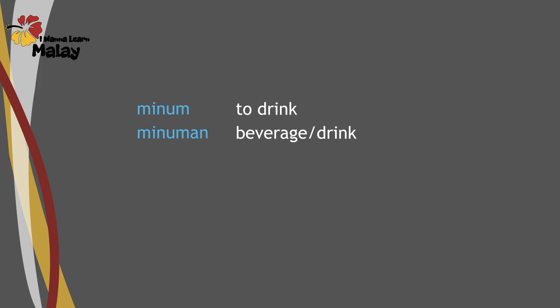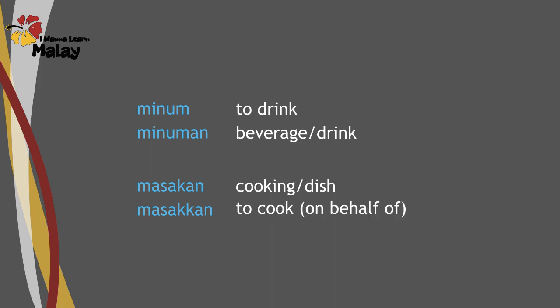So this is just adding an. It's different from adding kan. Going back to the example of masak, masakan is different from masakkan. So if you want to understand what the suffix kan means, you can refer to a previous video that we've done.